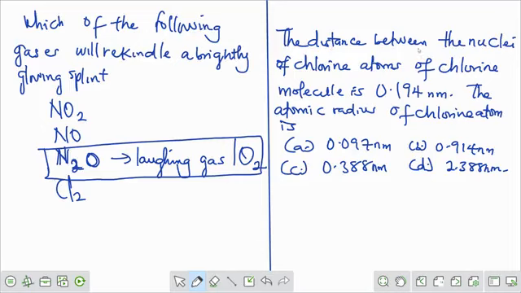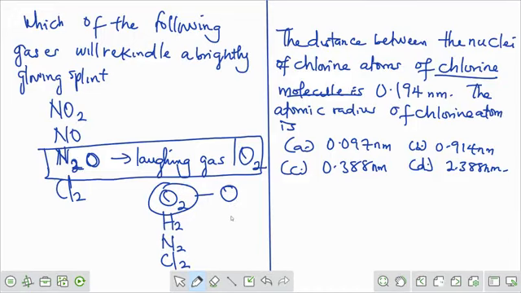They said the distance between the nuclei of chlorine atoms of a chlorine molecule. Please, you need to know the difference, especially for diatomic gases like oxygen, hydrogen, nitrogen. All those gases that have two atoms are diatomic gases. So one molecule of oxygen is O2, but one atom of oxygen is just O.